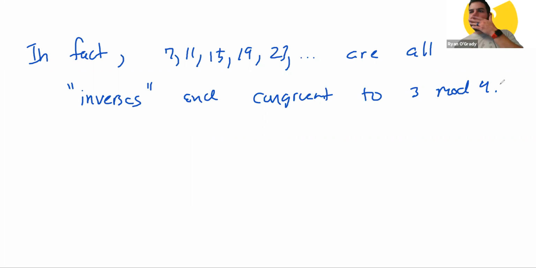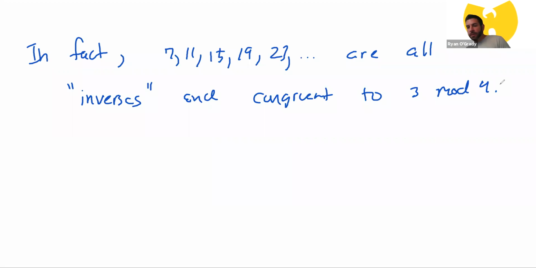And you could verify that for yourself. For example, 15 times 7 is 105. What's 105 minus 1? It's 104. Is 104 divisible by 4? Yes or no? Of course it is. 26 times 4 is 104.